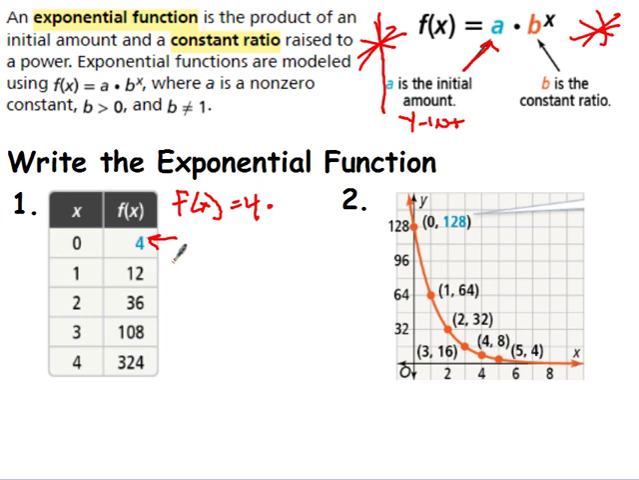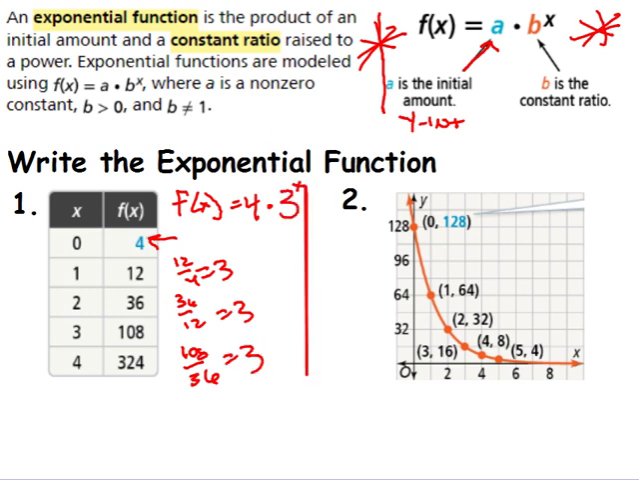Well, I could do 12 divided by 4. I could do 36 divided by 12. I could do 108 divided by 36, and 324 divided by 108. But we do get 3 each time. So 3 raised to the power of x is my constant ratio. There's my exponential function. I'm all done. There's nothing else I need to do.